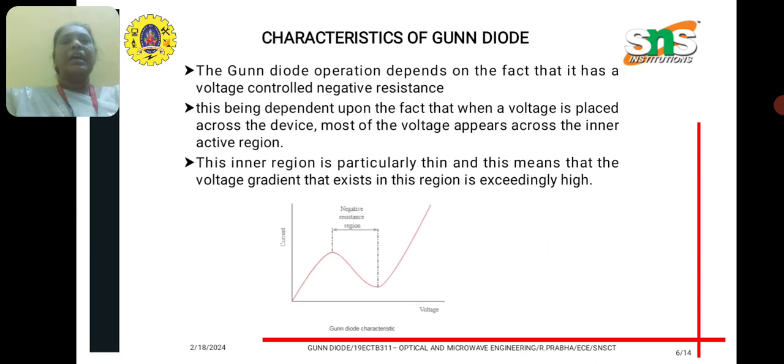If we see the characteristics, the Gunn diode operation depends on the fact that it has a voltage controlled negative resistance, and this depends on the fact that when a voltage is placed across the device, most of the voltage appears across the linear active region, and this inner region is particularly very thin, and this means that the voltage gradient that exists in this region is extremely high.